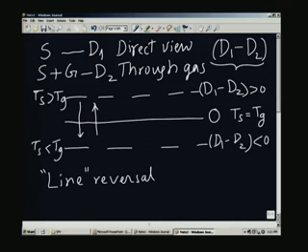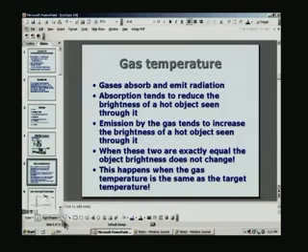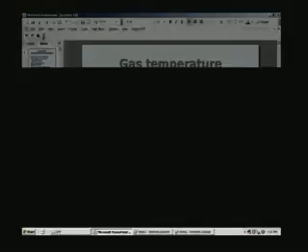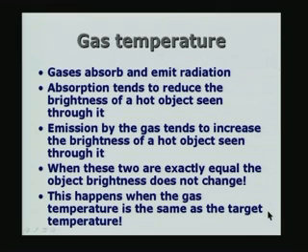So, let us go back to the PowerPoint slides and look at how we are going to do that. I am just explaining whatever I said on the board. Emission of the gas tends to increase the brightness of an object seen through it, and when these two are exactly equal, the object's brightness does not change, D1 minus D2 equal to 0. This happens when the gas temperature is the same as the target temperature.